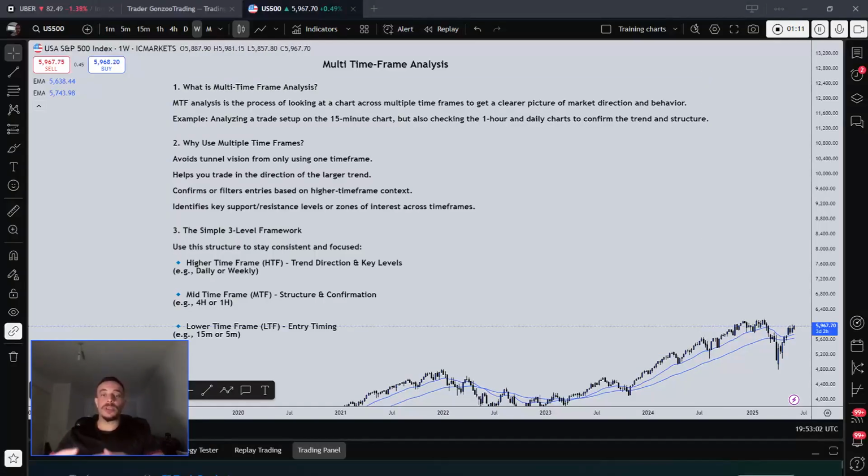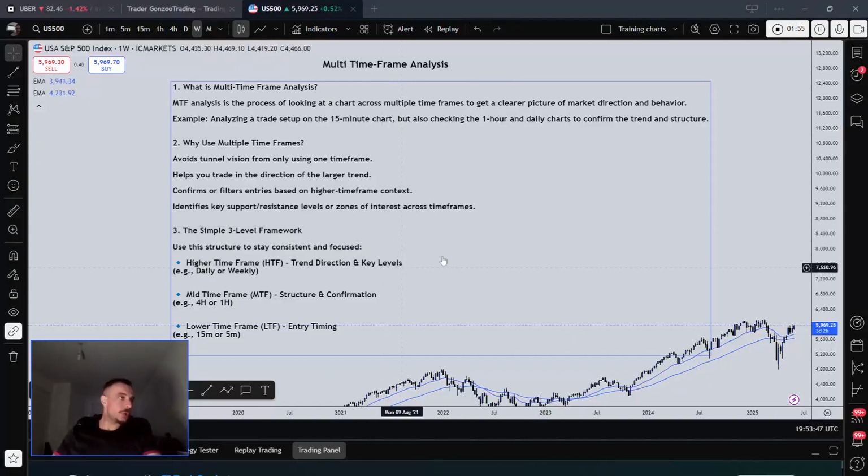The simple three level framework is a structure very simply. We use the high time frames as a trend direction and key levels. For example, on the daily and weekly time frames, we can identify areas of value of support and resistance, either static or dynamic. And then on the mid time frame, we can look at structure and confirmations, to see overall how the price is moving. And then on the lower time frame, we use 50-minute or 5-minute charts, on which we are going to time our entries.